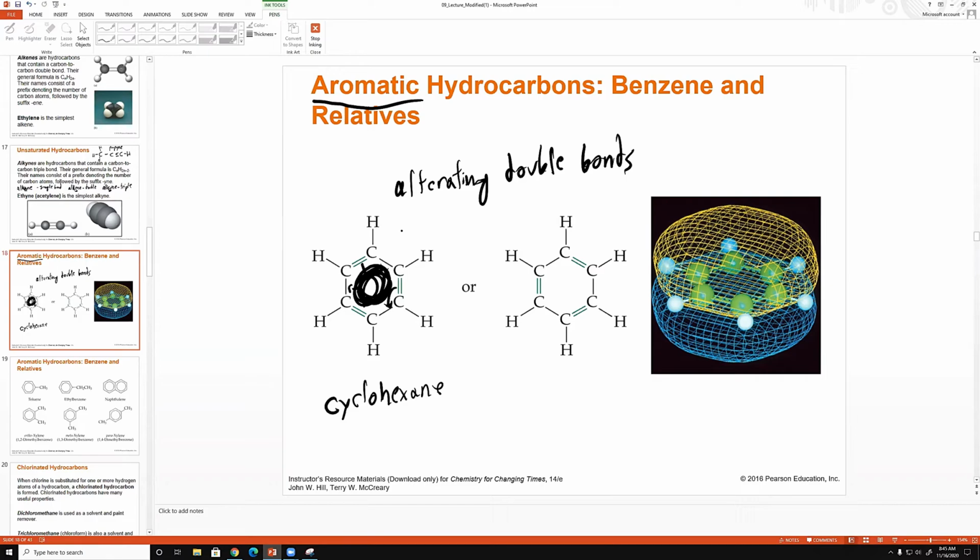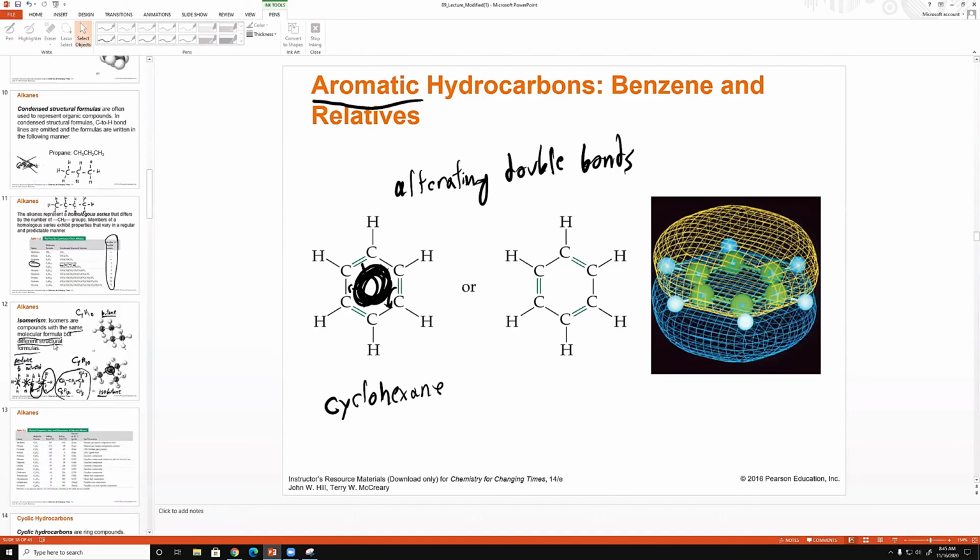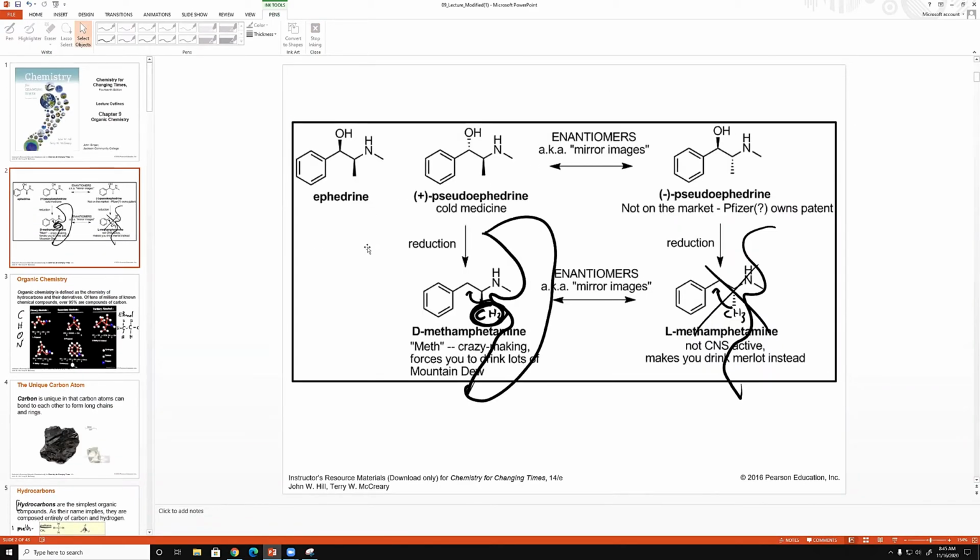So most drugs that are made, and here's an example, here's all your different methamphetamines and things, but I would say 90%, if not more, of drugs that are made and put on the market have an aromatic ring to it. So here's an example of that aromatic ring, and they all have it.